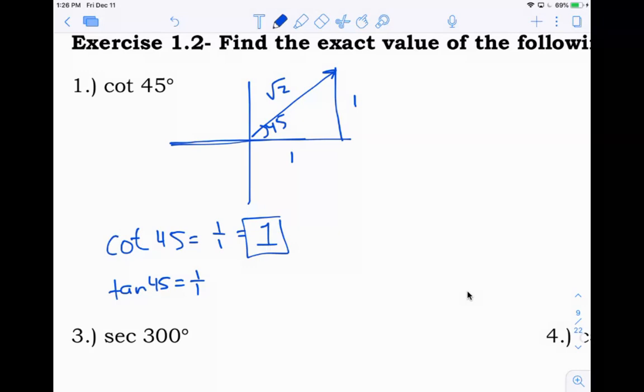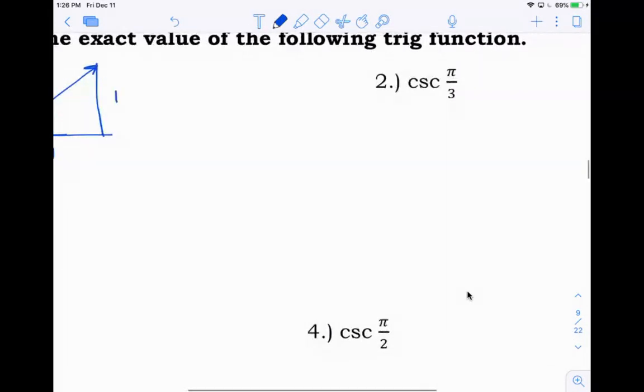So draw the angle, draw the triangle, find the regular function you needed, and then invert it for the inverse trig function that you need. Not too bad, not too bad. We'll go over here now.